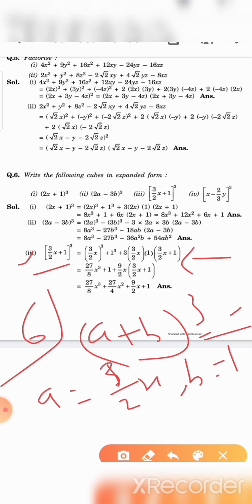Multiplying, we get the step 27 upon 8x cube plus 1 plus 9 upon 2x, in the bracket 3 upon 2x plus 1. Bracket multiplication, we get lastly our expansion of the cube. We get the answer is 27 upon 8x cube plus 27 upon 4x square plus 9 upon 2x plus 1. Write in proper descending order.